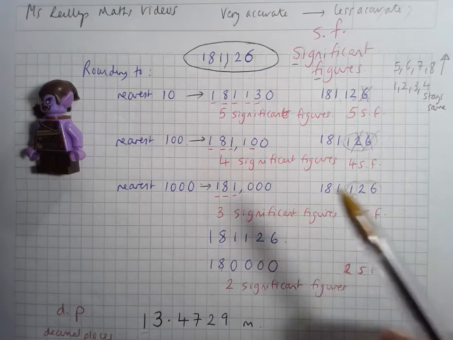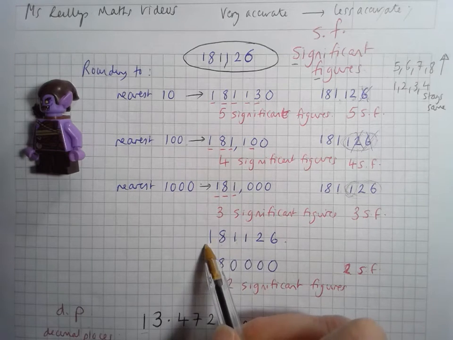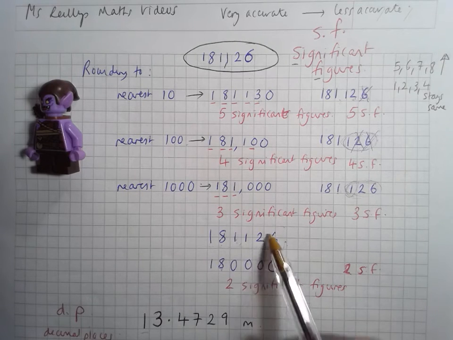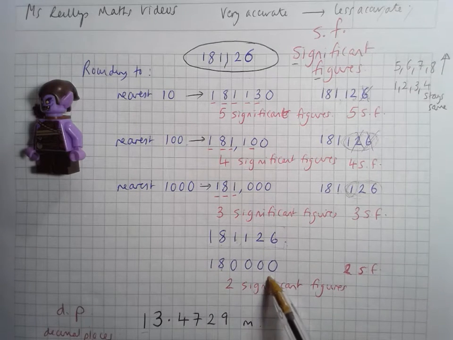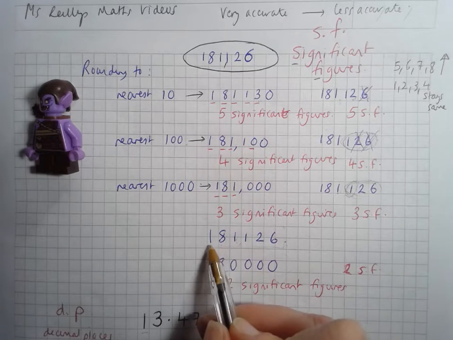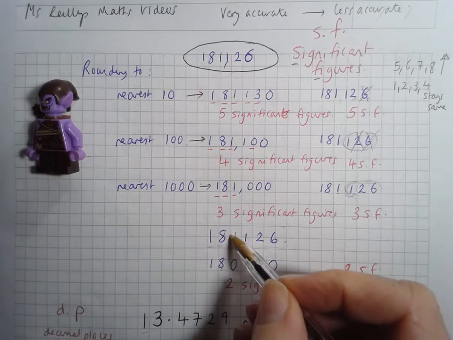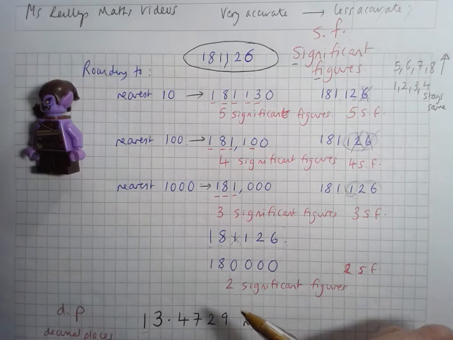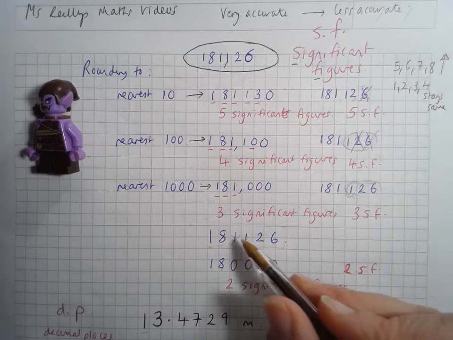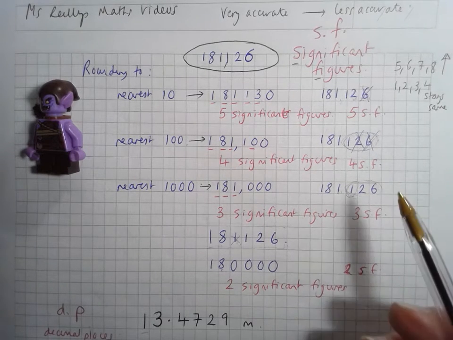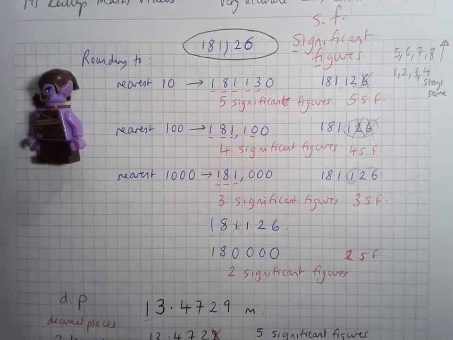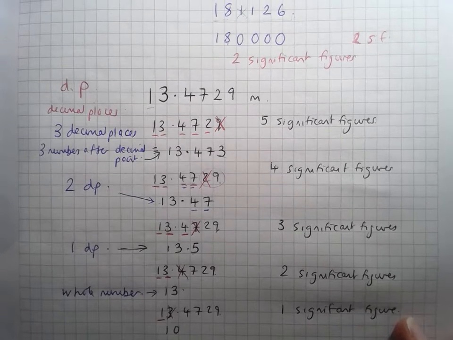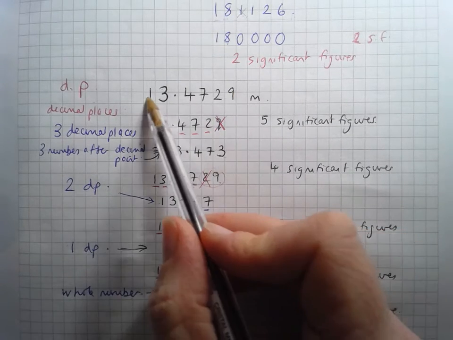If it was to two significant figures, so this is our original number, 181,126, we're losing quite a lot of accuracy, aren't we? By writing it to 2, 1 and 8, we're losing this 1. So we're basically writing it to the nearest 10,000, which loses a lot of accuracy. So that's significant figures, and I'll work through the worksheet in a moment. Now, decimal places is a little bit similar to that, but first of all, let's talk about decimals and significant figures.